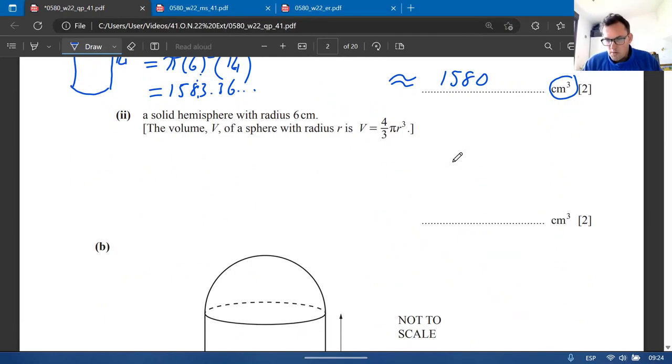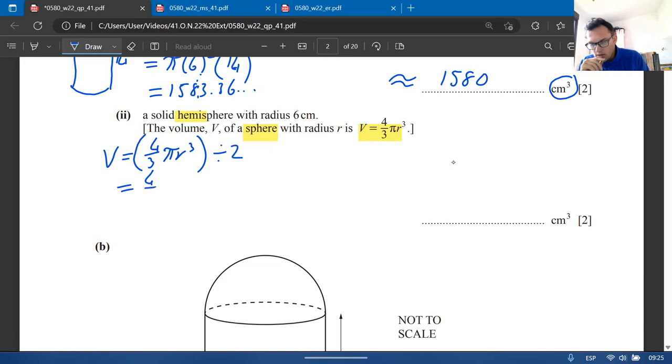Right, solid hemisphere with a radius of 6 centimeters. And we're still doing volume. Okay, pay attention to the detail here, of course. Hemisphere means you halve a sphere, and they give us the formula for a whole sphere, meaning we're going to have to halve that formula. So, let's start by writing down the formula. So, the volume is 4 over 3 pi r cubed. Again, like I said, pay attention to the detail, because it's a hemisphere, half a ball, we're going to have to halve it. So all we need to do next is put in the radius, which is 6, and then halve it.